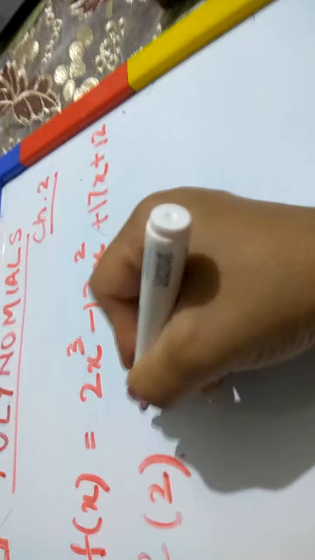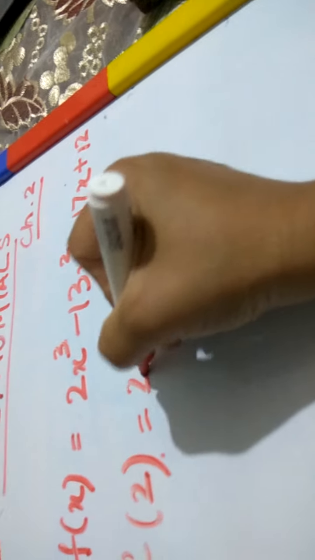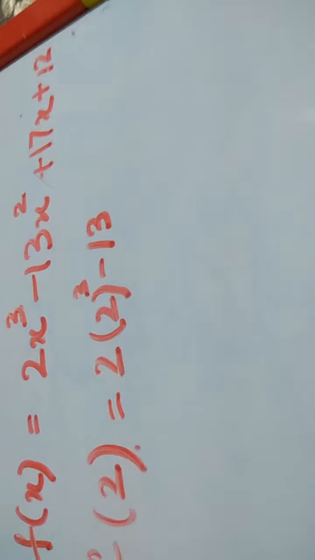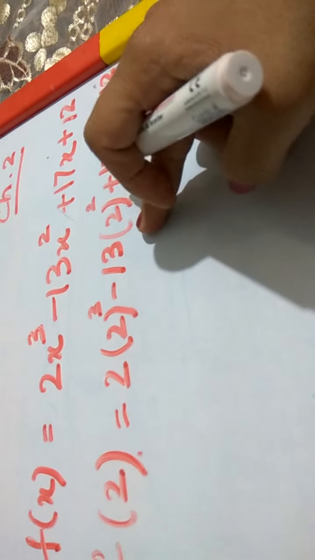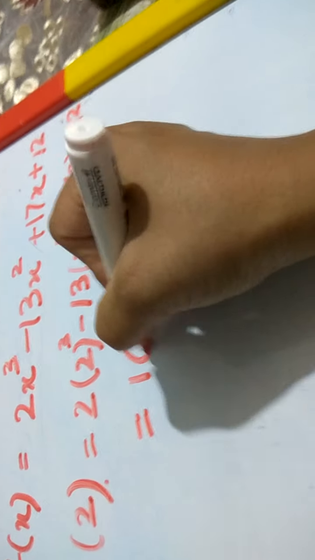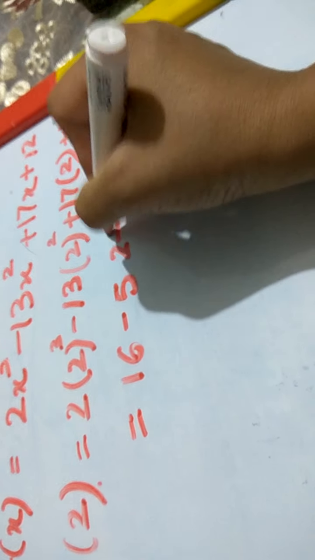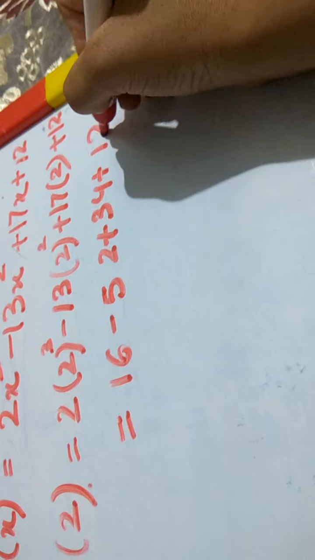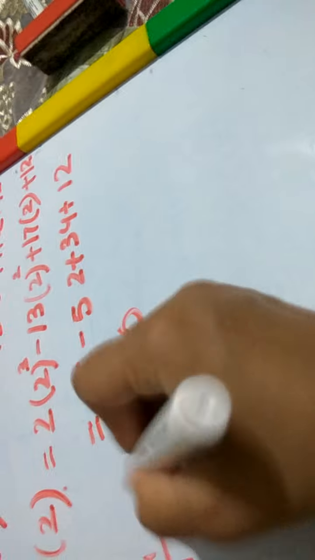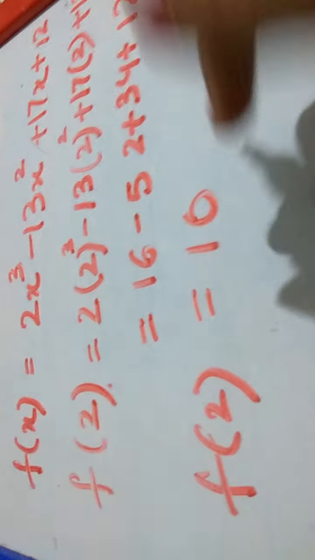So let's find it out. In place of x, I will put the value 2. So 2 into 2 cube minus 13 into 2 square plus 17 into 2 plus 12. Now this gives me 16 minus 52 plus 34 plus 12, which is equal to 10. So f of 2 is 10. That means the value of this polynomial when x is 2 is 10.